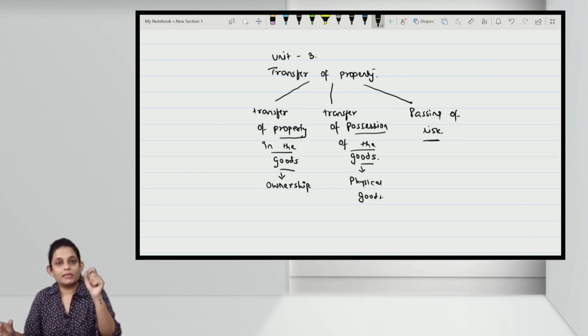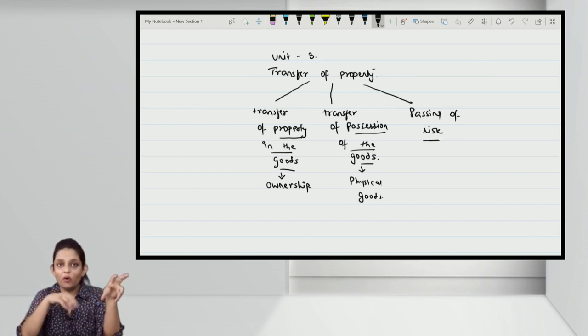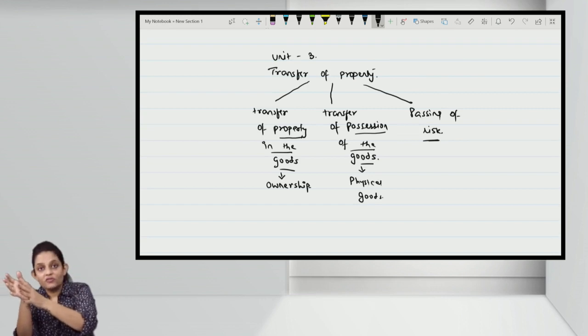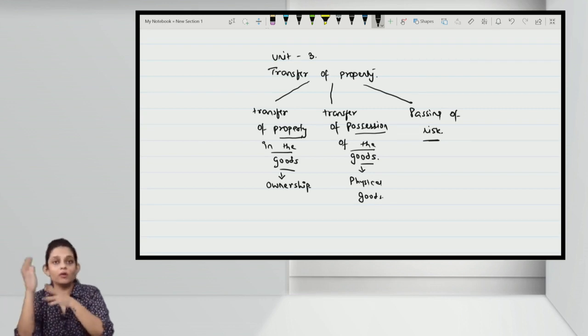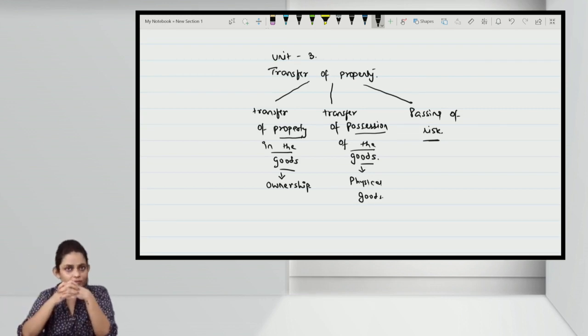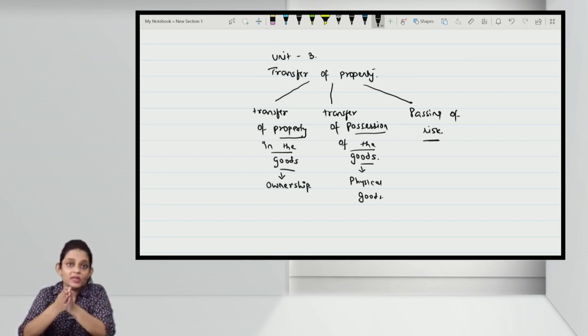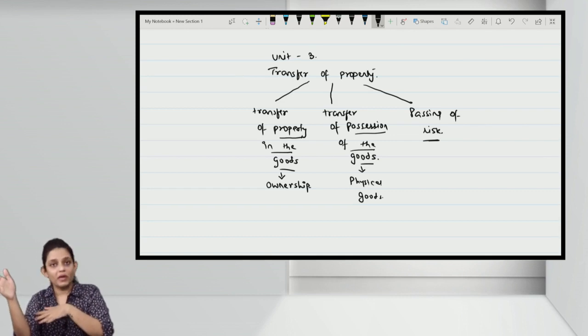Now please understand, can I say till the time the seller is the owner of the goods, the risk is with the seller? You have to tell me yes or no. Yes. But once the ownership is transferred to the buyer, risk also passes on to the buyer. Right? So till the seller is the owner of the goods, the risk is with the seller. But once the ownership is transferred to the buyer, risk passes to the buyer.